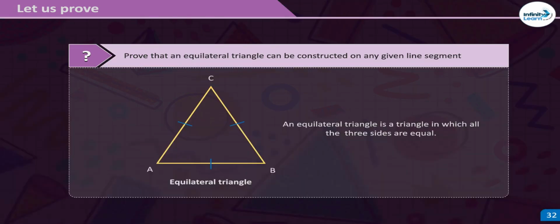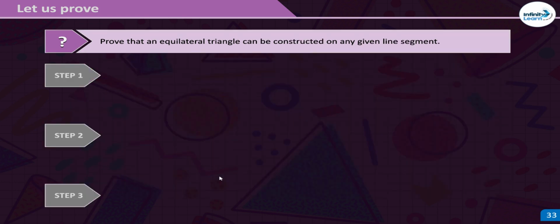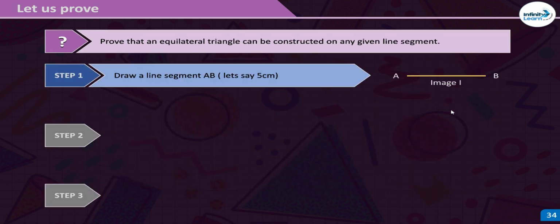Question number 2. Prove that an equilateral triangle can be constructed on a given line segment. For example, an equilateral triangle is a triangle in which all sides are equal. All the sides and all the angles are equal in an equilateral triangle. So let us see how to do this. Draw a line AB, let's say 5 centimeter. Draw a line AB.